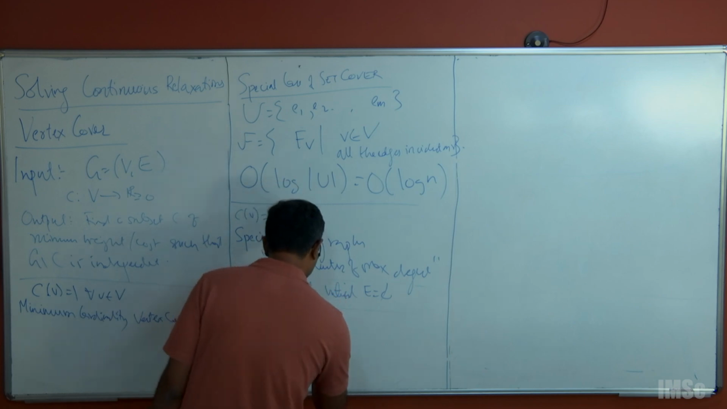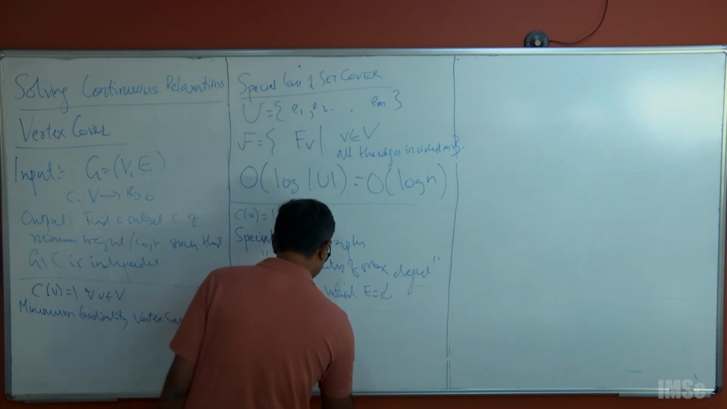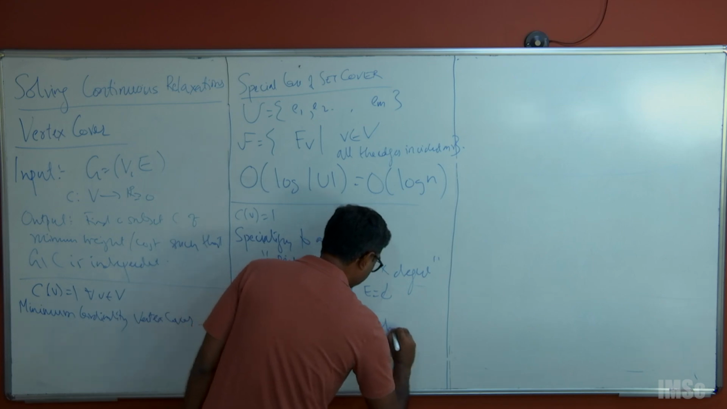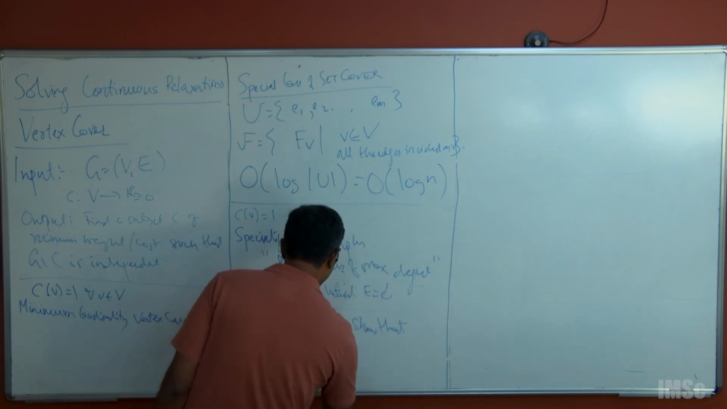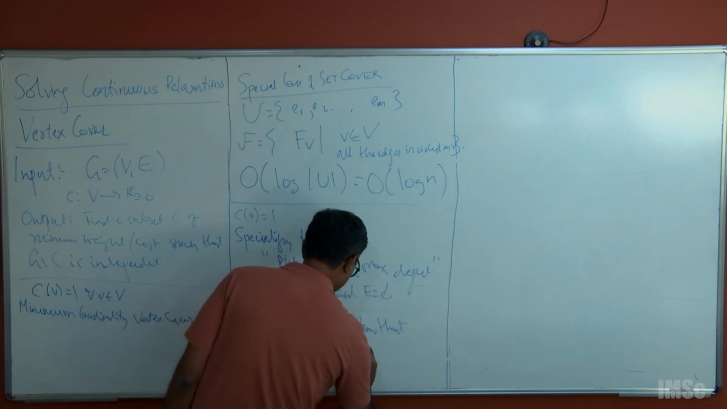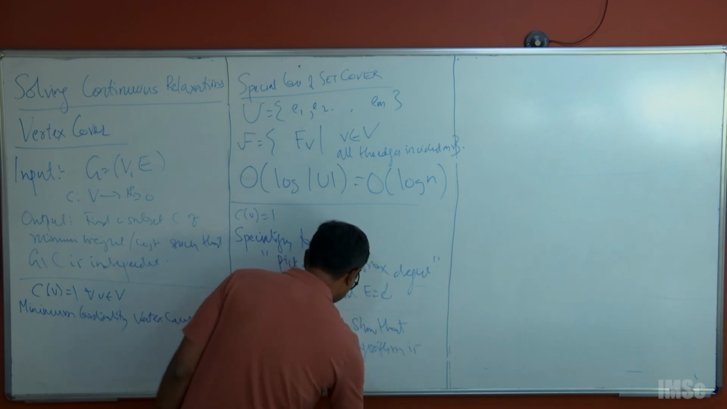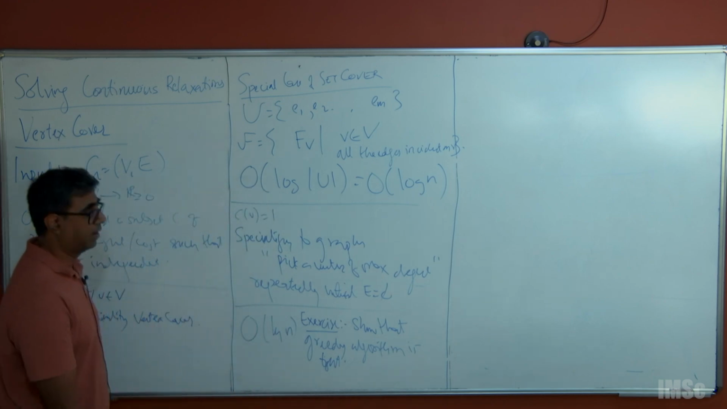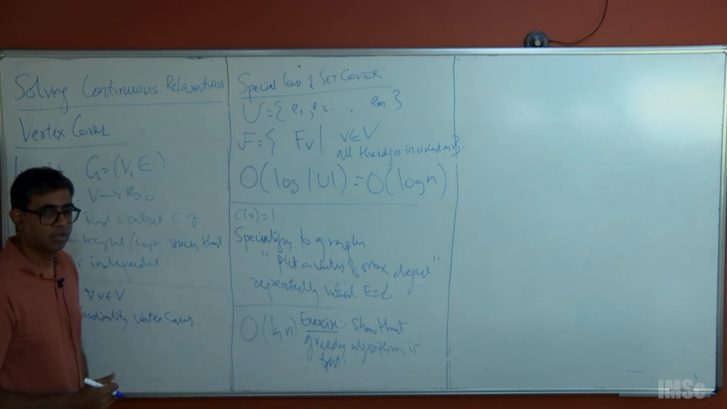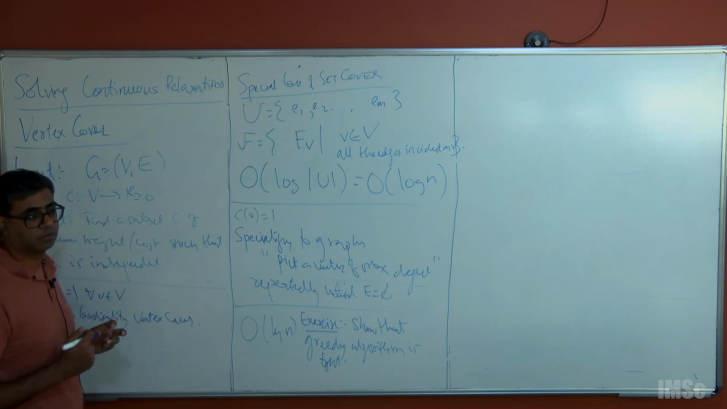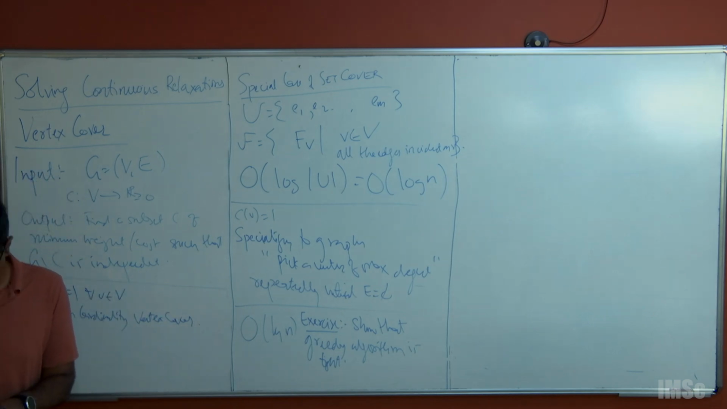Now, here is my exercise: show that the greedy algorithm is tight. That is, come up with an infinite family of graphs where if I run this greedy algorithm, I will get a solution which is log n times opt. So, in that sense, this is done.